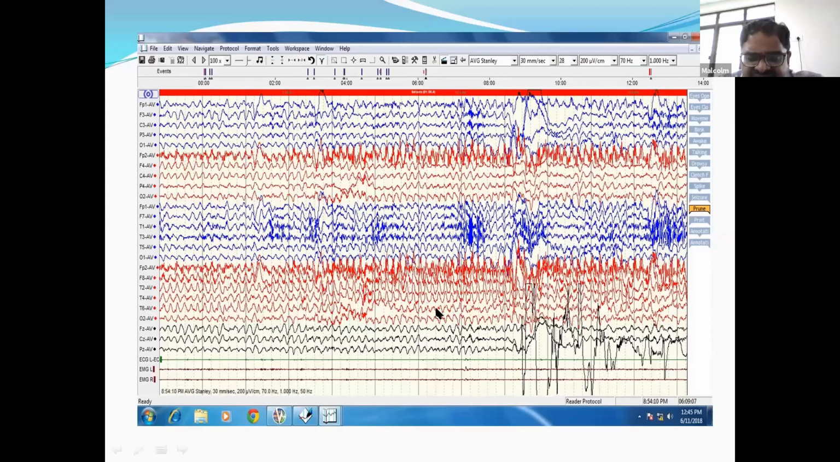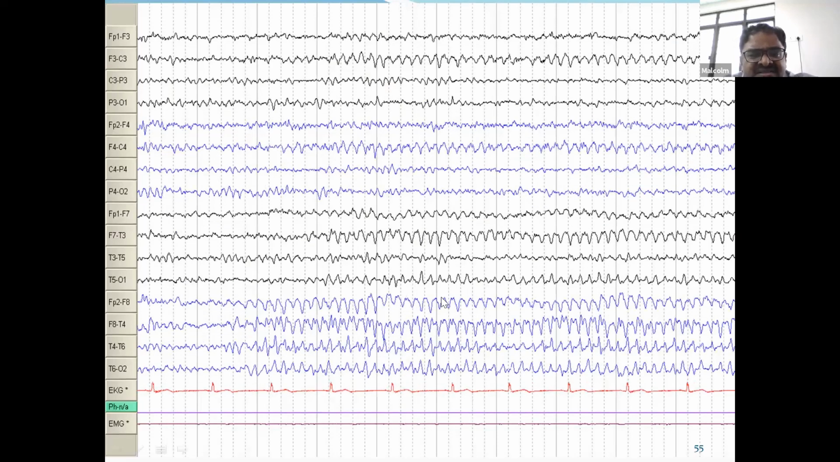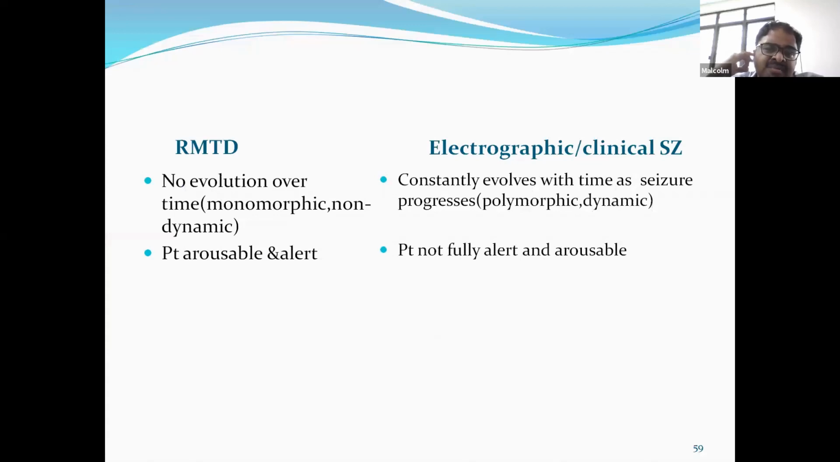So this is a classic ictal temporal rhythm, whereas this is even clearer. This is a classic RMTD. So this is the point of difference. Here you have to differentiate the RMTD from an electrographic or a clinical seizure. In RMTD, there is no evolution over time, whereas an electrographic seizure constantly evolves over time as the seizure progresses. There is both polymorphicity as well as dynamicity. In RMTD, the patient is arousable and alert, whereas in an electrographic seizure, the patient is not fully alert and arousable.